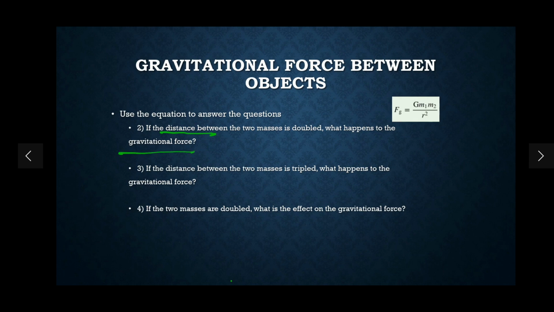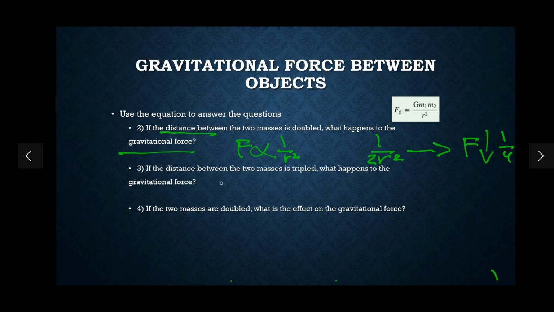What kind of relationship do we have between F and R? F is inversely proportional to 1 over R squared. So let's say the distance is doubled, then this causes F to decrease to 1 over 4 of its original value. Let's solve the third question. If the distance between the two masses is tripled, what happens to the gravitational force?